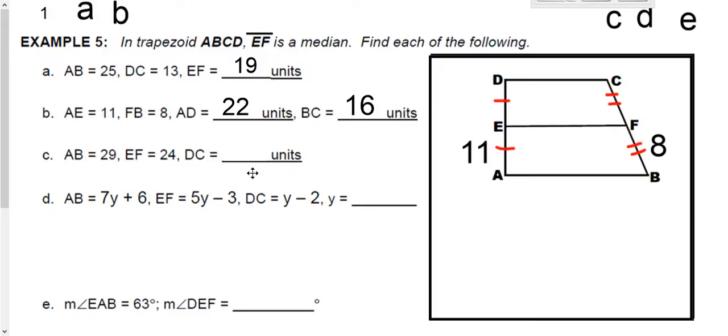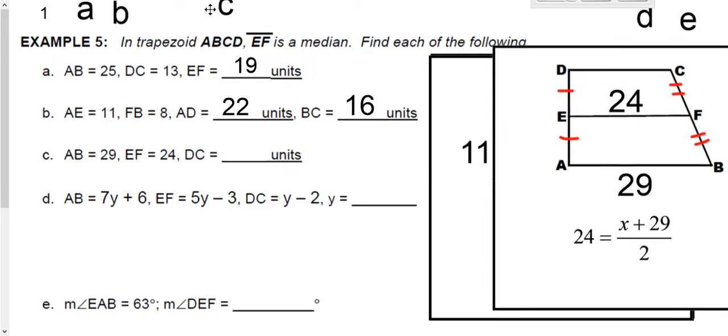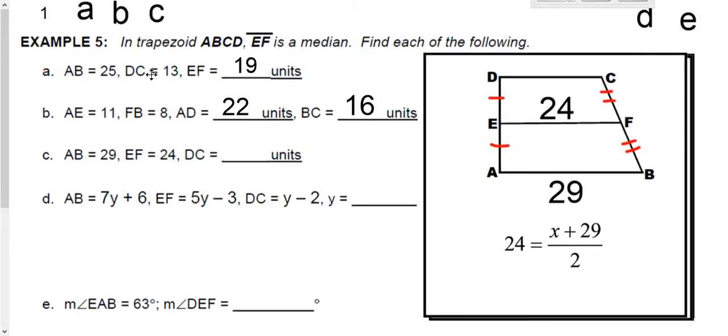The C question. This time they give us AB, the 29, the one base, and then EF, the median, and this time X is one of the bases, this top base. So the formula looks like this: the median right here, 24, equals the two bases added up and divided by 2.